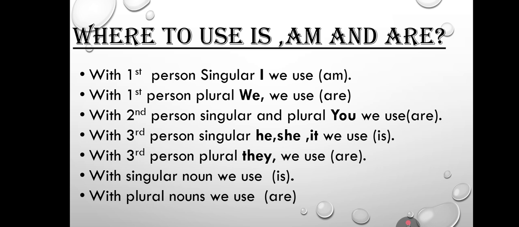With plural nouns we use are. If two proper nouns or plural nouns come, you need to use are. Raza and John are going to attend the meeting. Sarah and Ali are completing their work, right? I hope that the whole scenario of using the helping verbs is, am, are is clear to everyone.